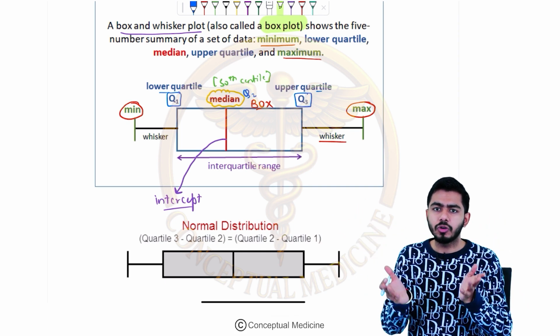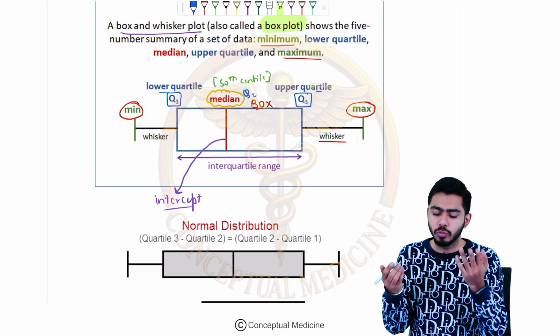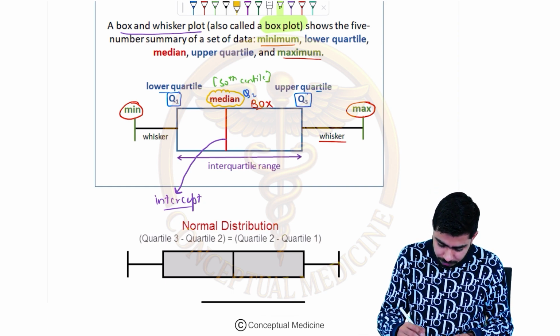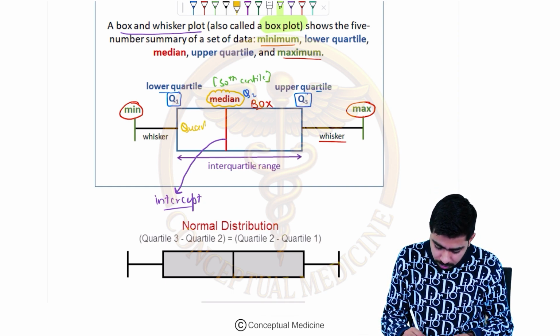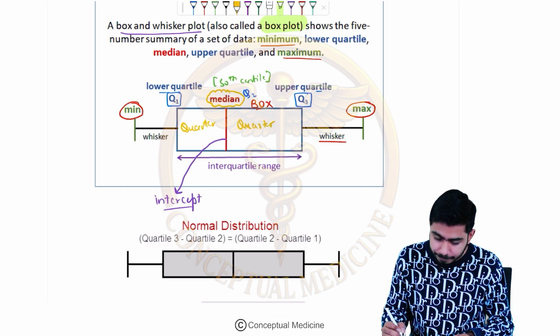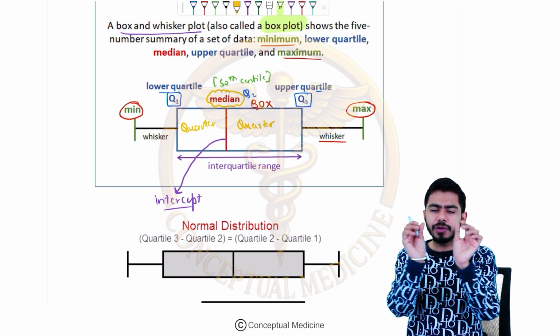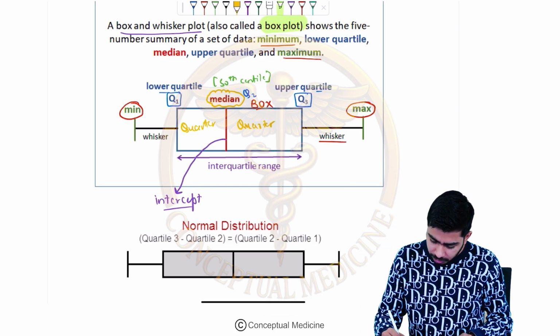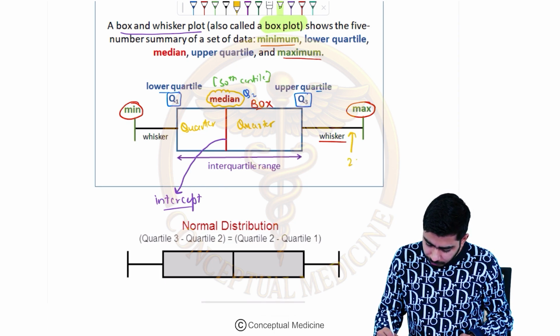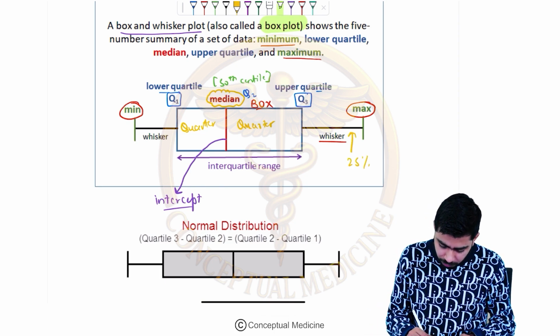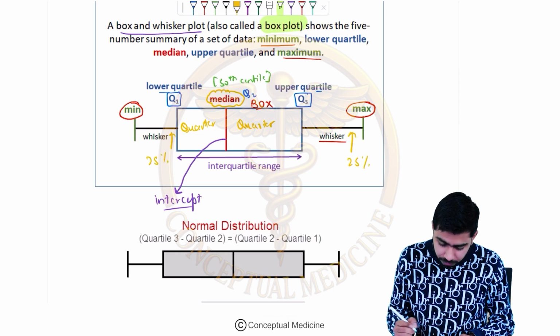So it will be dividing the box into how many parts? 2 parts, and those 2 parts will be called quarters. This is 1 quarter and this is another quarter, right? In the box and whisker, the whisker is containing 25% of the data. Here also the whisker is containing 25%, and this is also 25%.